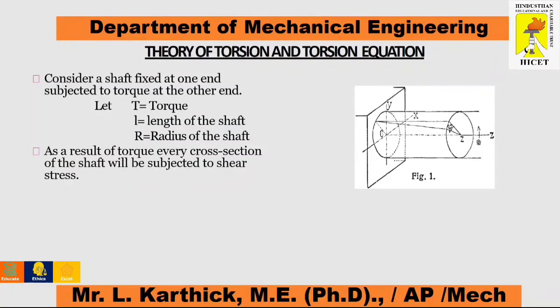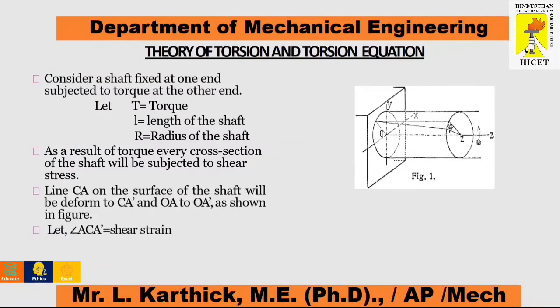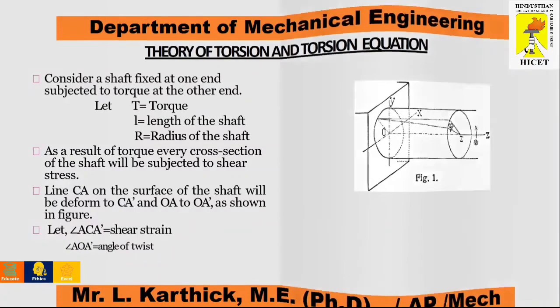As a result of this torque, each and every cross section of the shaft will be subjected to shear stress. Once it deviates from its original position, it changes its nature, so shear stress automatically occurs. The line CA on the surface of the shaft will deform to CA dash, and OA to OA dash, as shown in this figure. Let the angle ACA dash equal the shear strain and angle AOA dash equal the angle of twist.